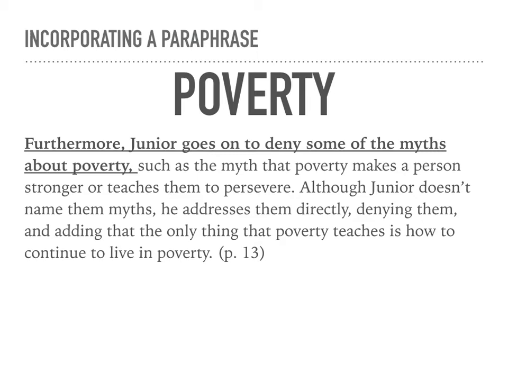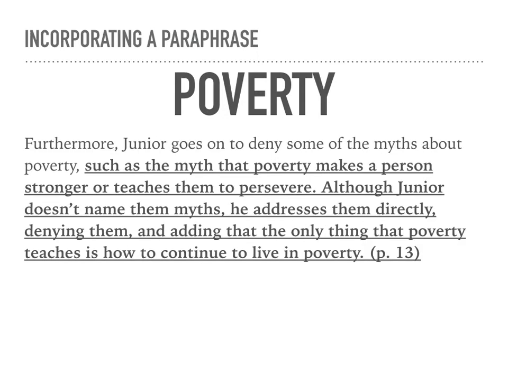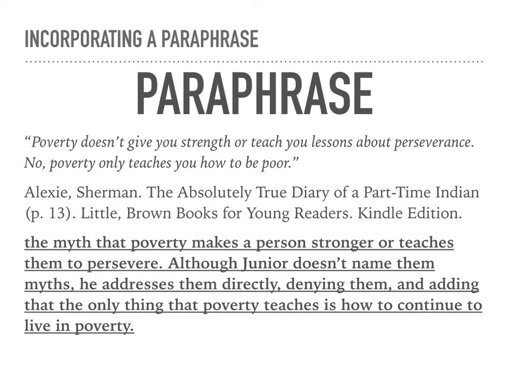In the second half of that sentence, I paraphrase or rewrite in my own words what Junior actually said. So here, I've included both E's, evidence and explain, in the last part of the paragraph. At the top, in italics, you can see the actual quote from the novel. "Poverty doesn't give you strength or teach you lessons about perseverance. No, poverty only teaches you how to be poor."